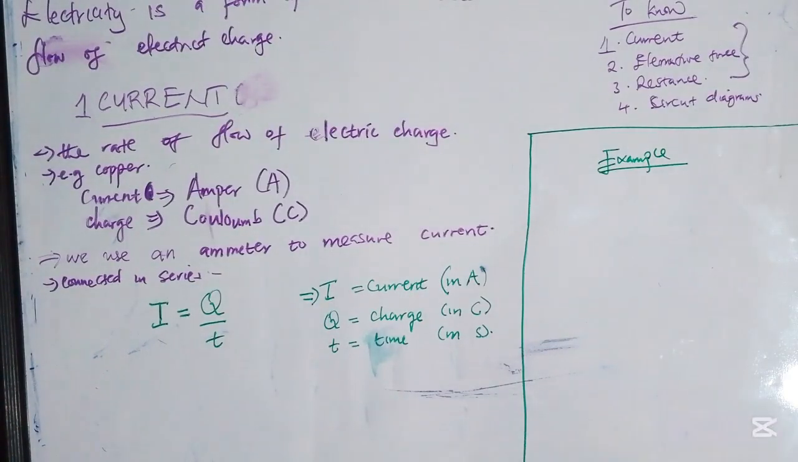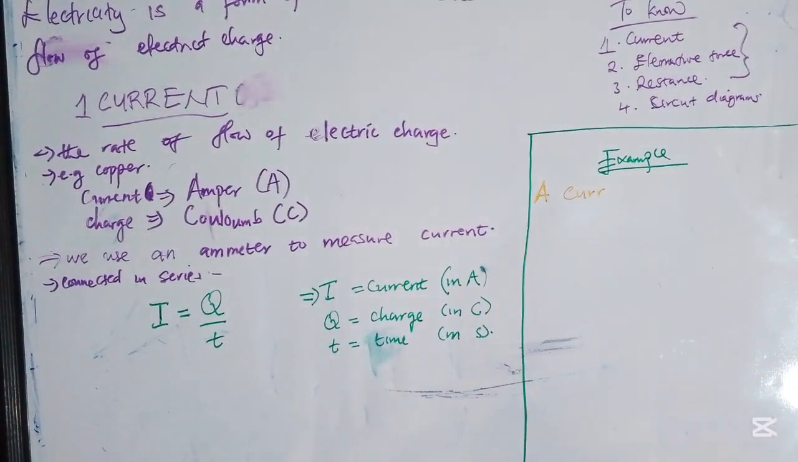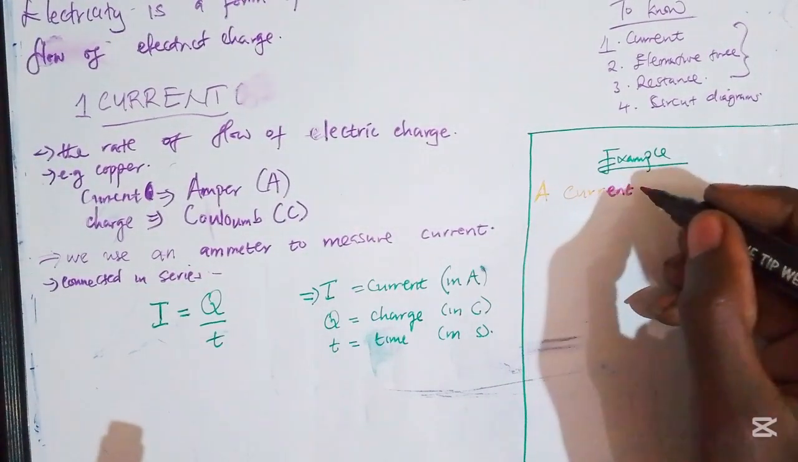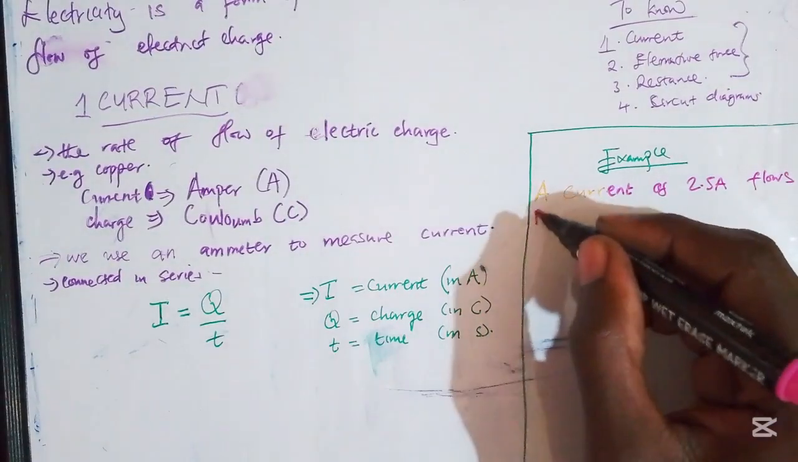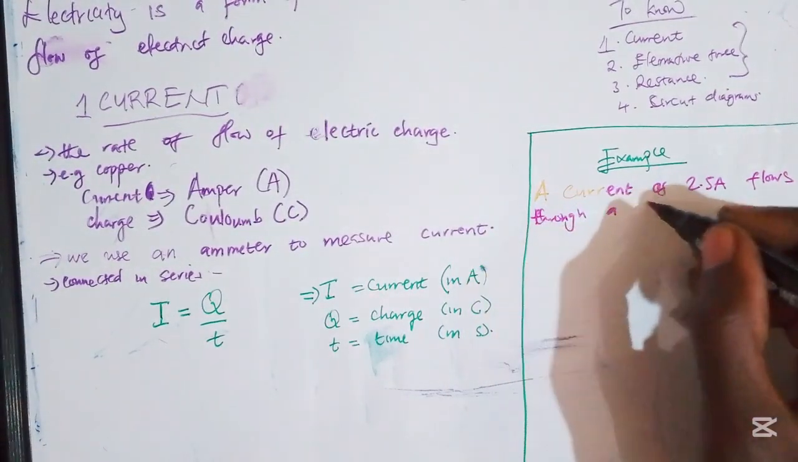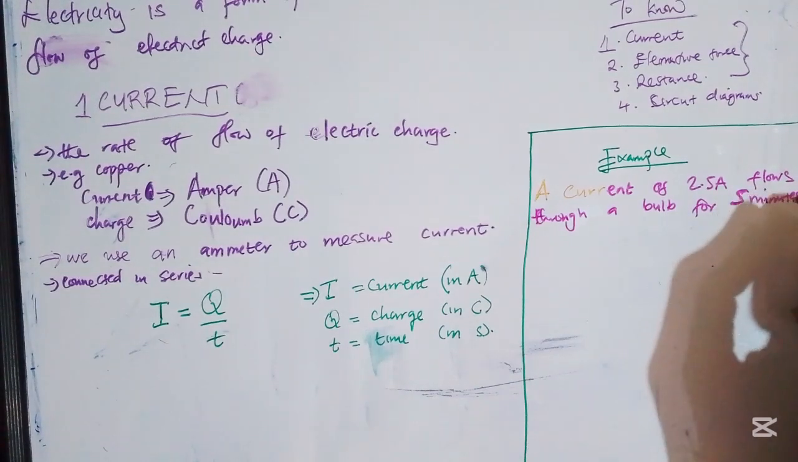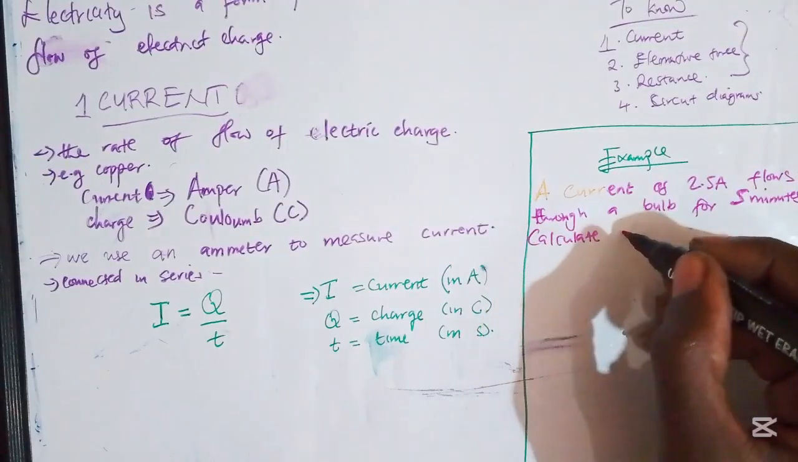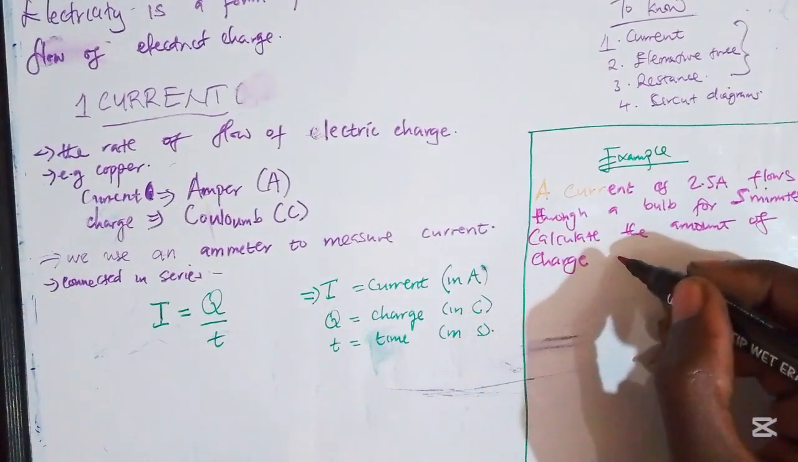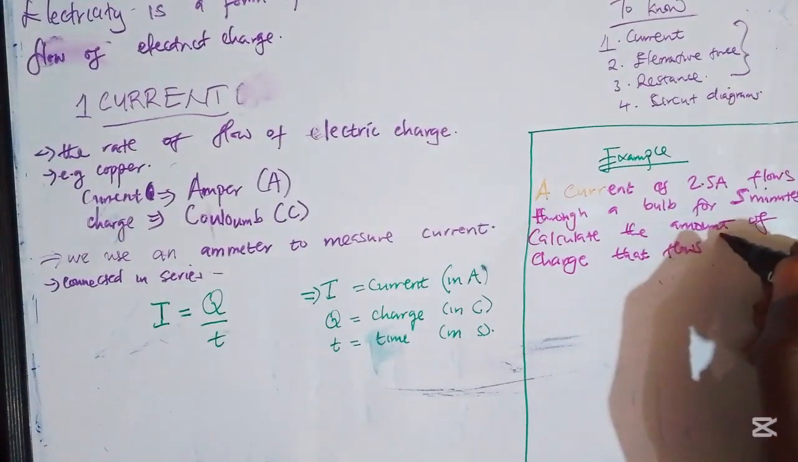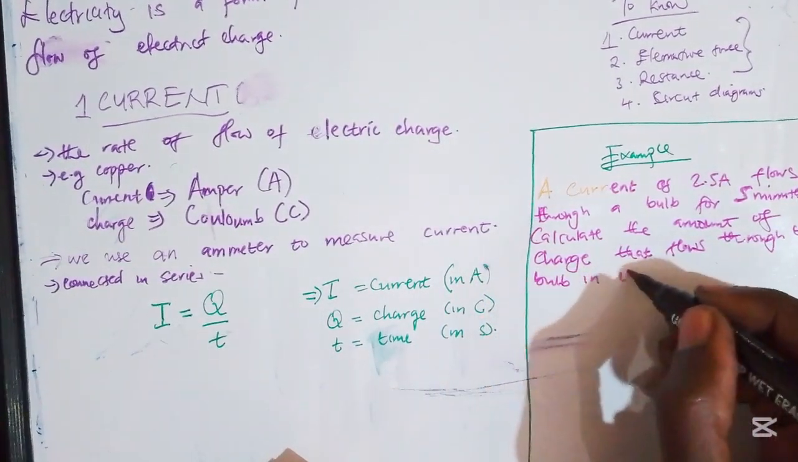Yeah, so this example is saying we have a current of 2.5 amps flows through a bulb for 5 minutes. Calculate the amount of charge that flows through the bulb in this time.